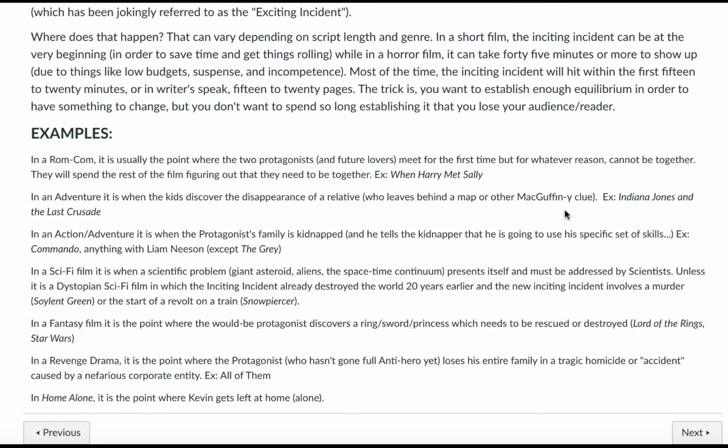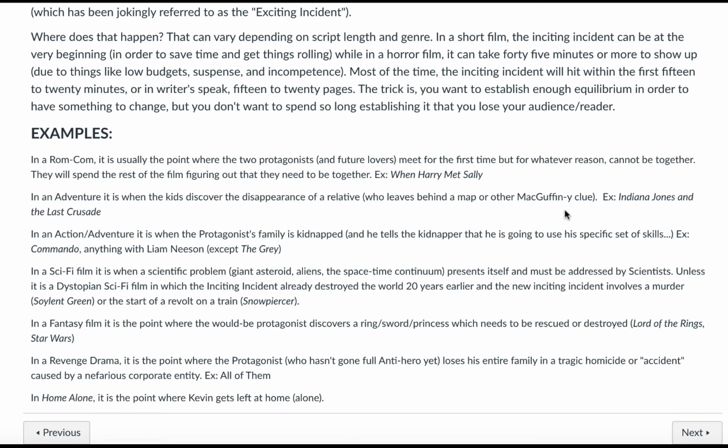In an action adventure, it's when the protagonist's family is kidnapped, and of course he tells the kidnapper he's going to use his specific set of skills to find that person and kill them. That's the point where, once again, equilibrium has changed, the family has been kidnapped, and then the rest of that becomes a chase to try to get the family back.